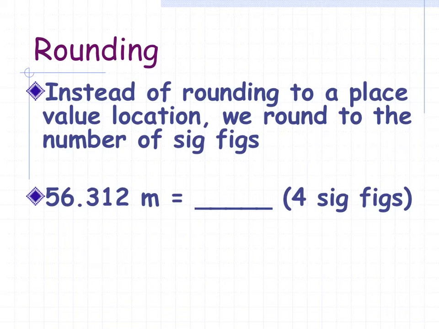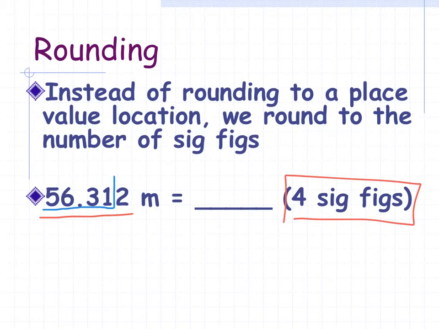Rounding is a lot like what we did in math, except now instead of saying, hey, round to the nearest 100, round to the nearest 1,000, we're going to round to the nearest sig fig. So in this example, they say round this number 56.312 to 4 significant figures. So in my brain, this is what I do. I start on the left and I start underlining until I get to the 4th digit. There it is. So I've got 1, 2, 3, 4.